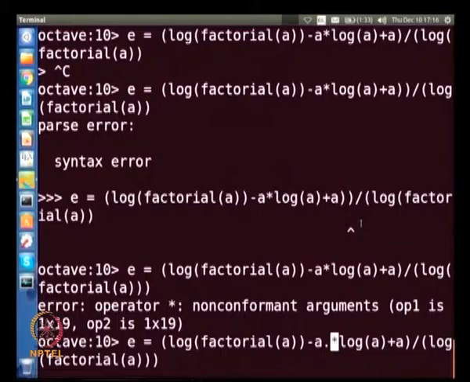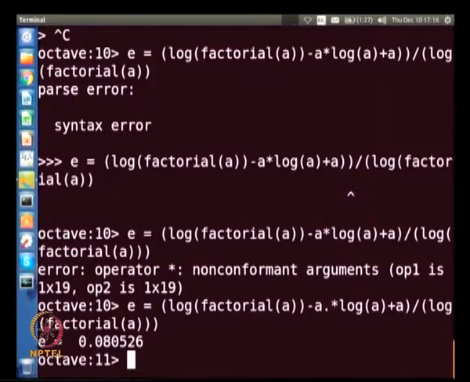So for example, here it showed that this is where I made a mistake, because I thought that I missed a parenthesis, I put it here and it is telling there is an error here. It says syntax error, parse error, which means this parenthesis is extra. Similarly, here it is telling operator star non-conformant argument, operation 1 is 1 into 19, operation 2 is 1 into 19, which means, okay, so it is talking about some vector operators here, and the dot is missing. So, that is what I understand. Okay.